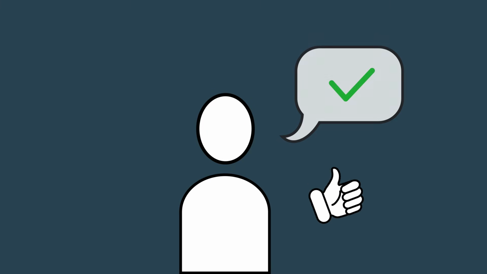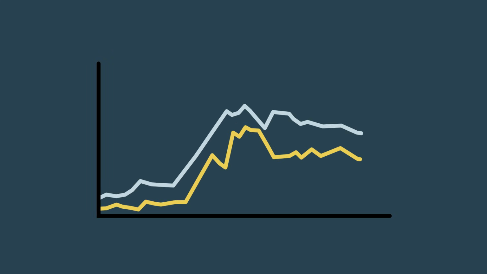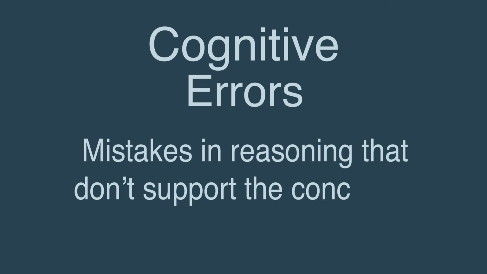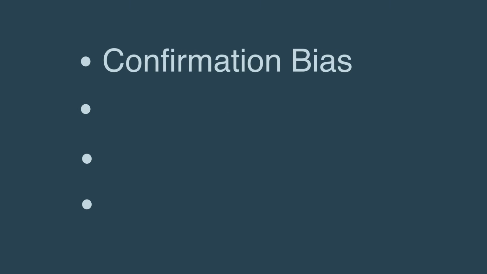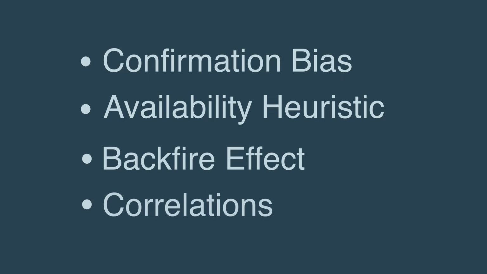Have you ever been sure you were right, even when evidence suggested otherwise? Or assumed that because two things happen consecutively, one must cause the other? These are cognitive errors, mistakes in reasoning that don't support the conclusion. Today, we'll break down some common cognitive errors like confirmation bias, the availability heuristic, the backfire effect, and correlations.